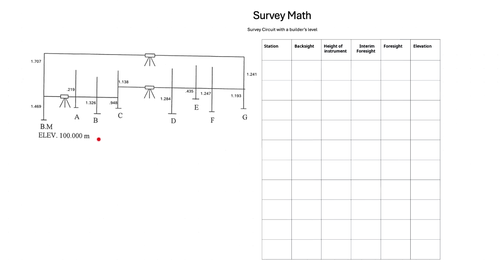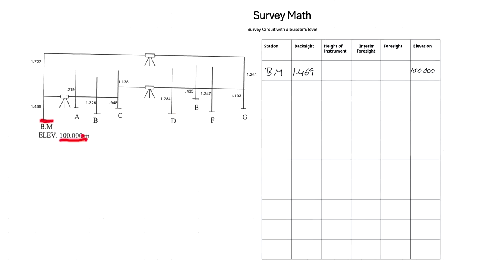Now, let's start. We are starting with our first station, which is the benchmark, and the elevation is given to us, which is 100. This is all in meters. I'm not going to write meters into everything here and make it look cluttered. I'll just pop in the numbers. So now we have a backsight reading, correct? That is given to us here, 1.469. So we put that in the backsight column, 1.469. Now check this out. We have a known elevation of 100.